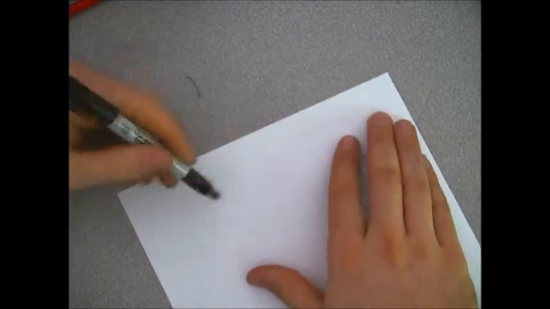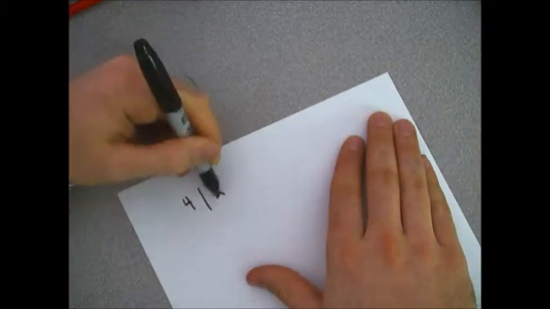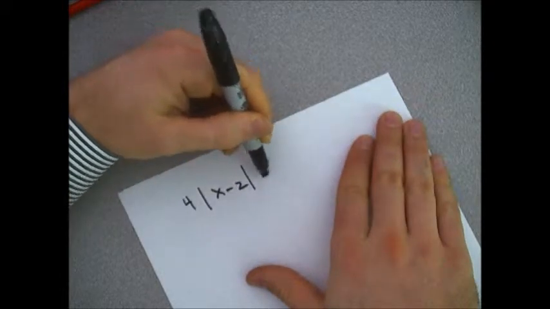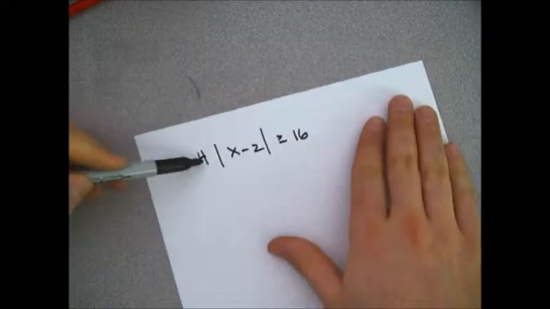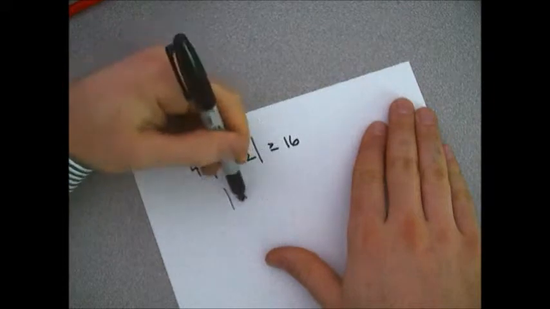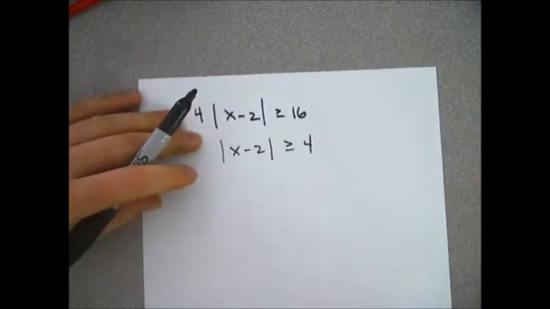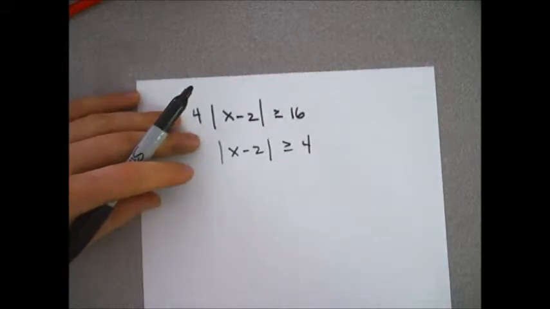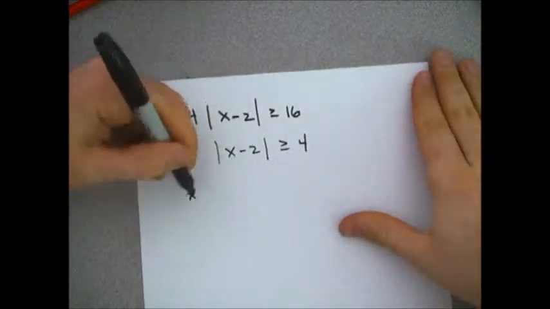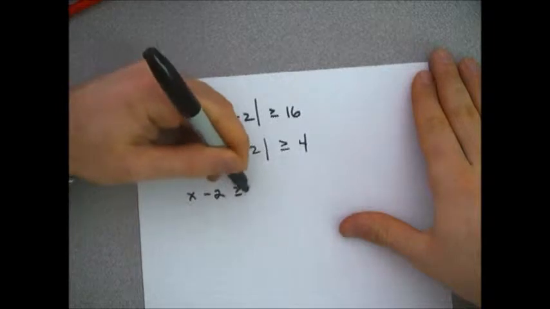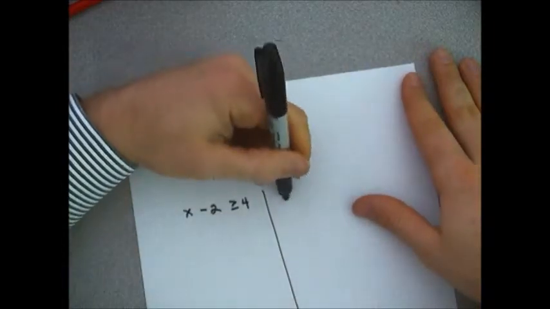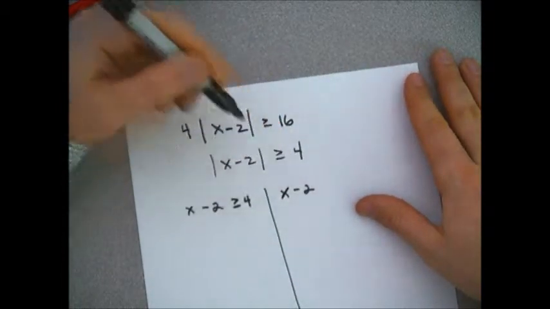Number 6. This is a review problem way back from earlier in Algebra 2. Absolute value of x minus 2 times 4 is greater than or equal to 16. First thing I do is divide both sides by 4. Absolute value of x minus 2 is greater than or equal to 4. Absolute value means I get how many answers? 2 answers. So I say x minus 2 is greater than or equal to 4. And what's my other one? x minus 2... What do I do now?